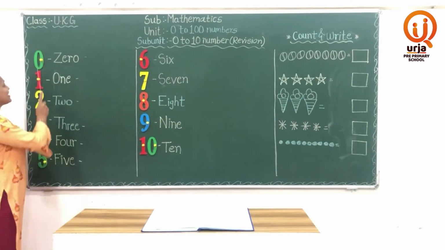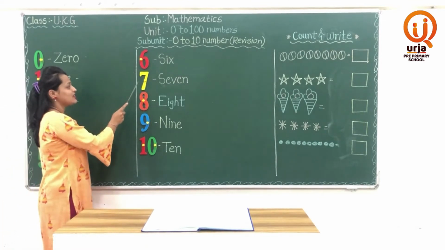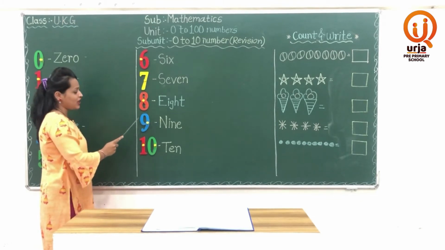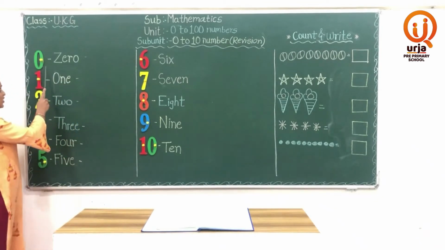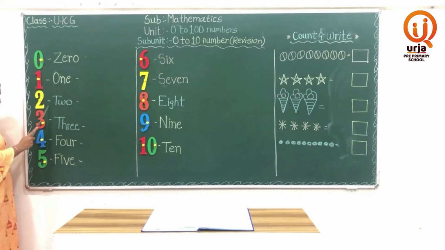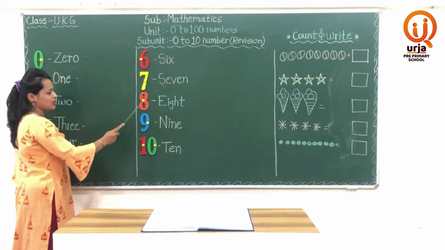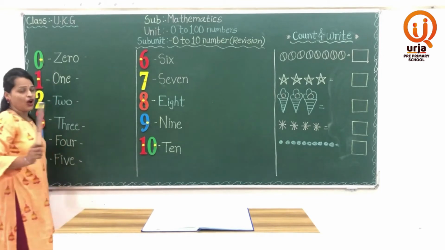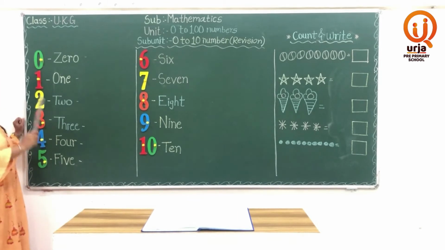Let's start. 0, 1, 2, 3, 4, 5, 6, 7, 8, 9, 10. Once again, 0, 1, 2, 3, 4, 5, 6, 7, 8, 9, 10. Now next, we read number names. You will repeat after me.